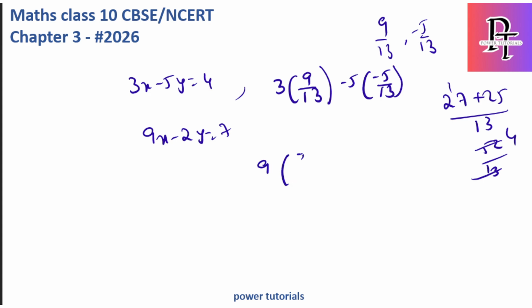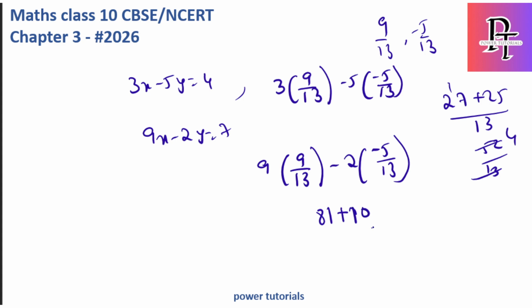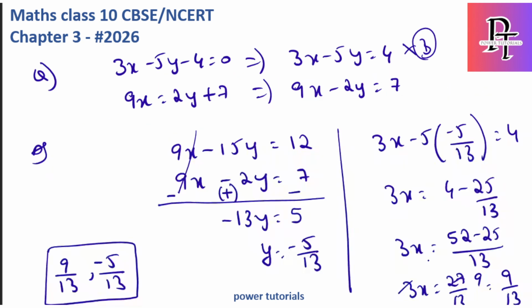What about the second? 9 nines are 81 plus 5 twos are 10, which is 91. 91 by 13, 13 sevens are 91. Yes, both the equations are satisfying, hence the answer is correct.